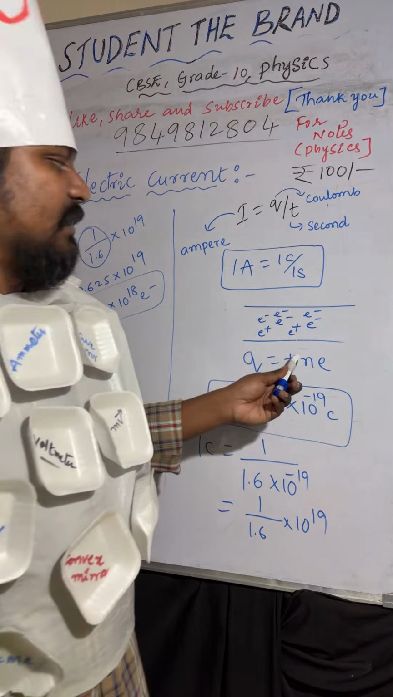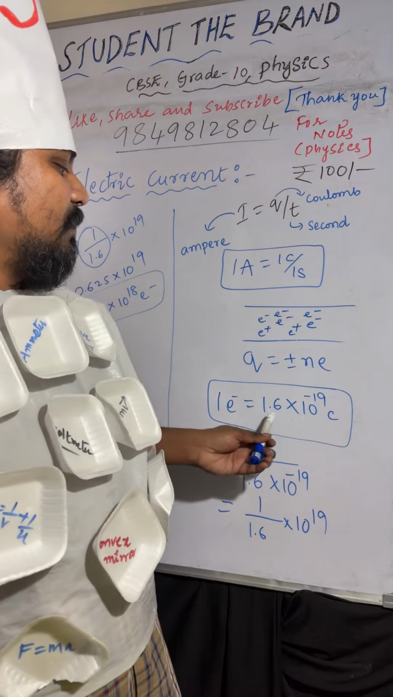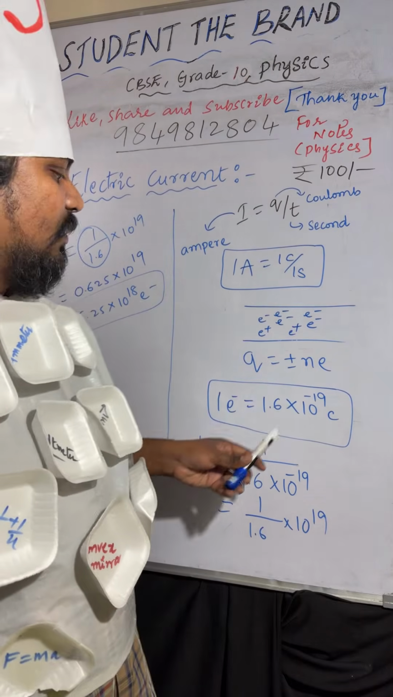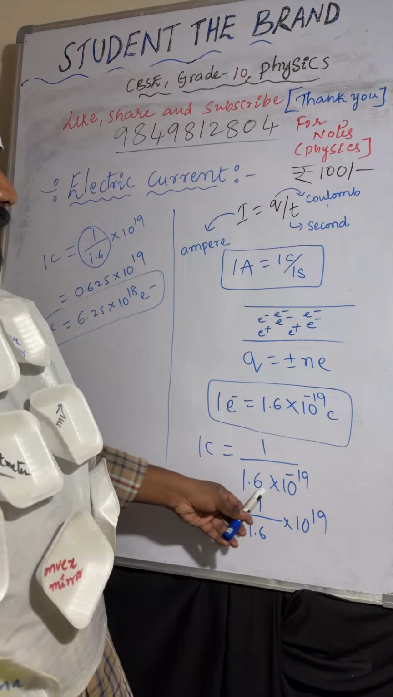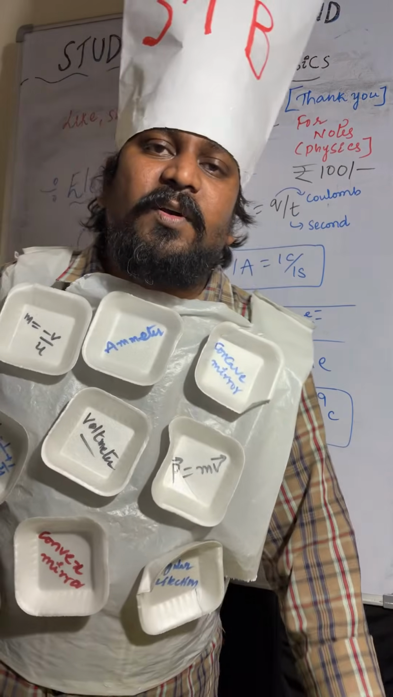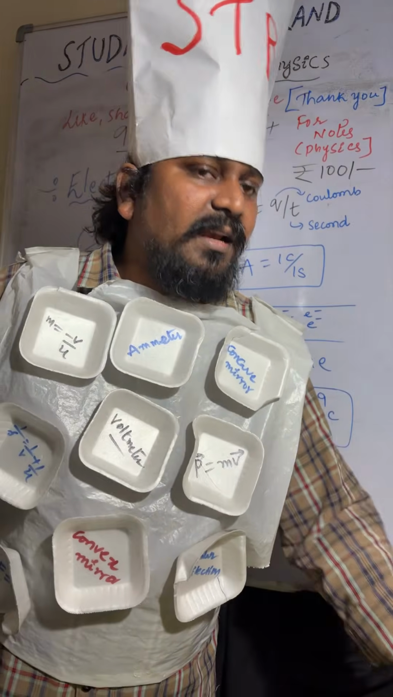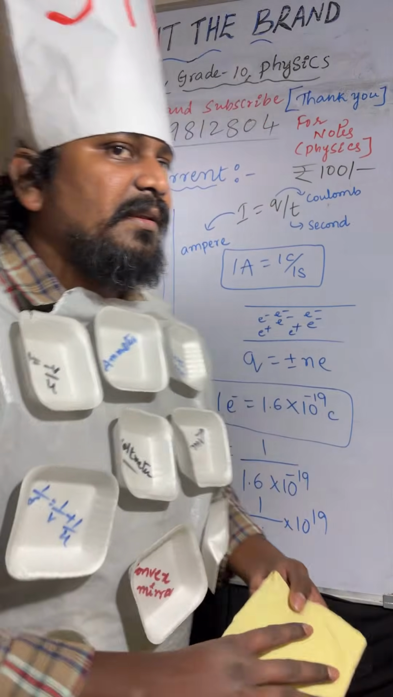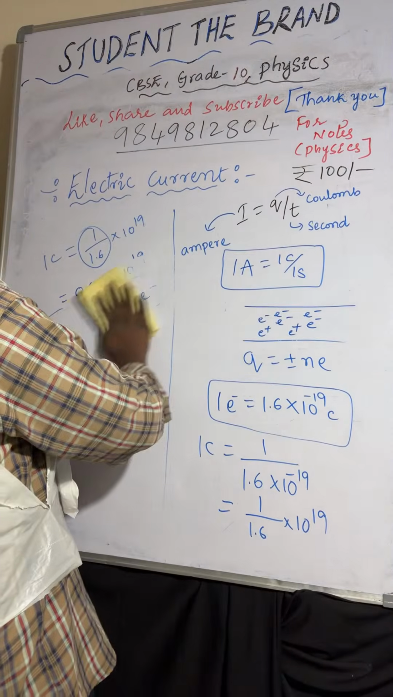So Q equal to plus or minus NE. On 1 electron, 1.6 into 10 power minus 19 coulomb. So in 1 coulomb, 1 by 1.6 into 10 power minus 19. Then you will get in 1 coulomb 6.25 into 10 power 18 electrons are present.